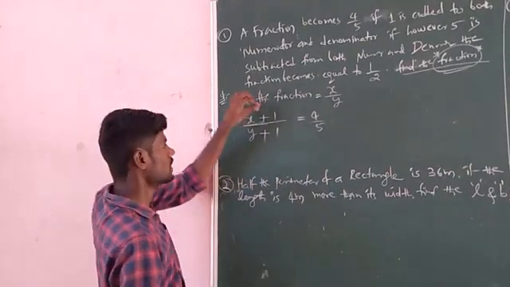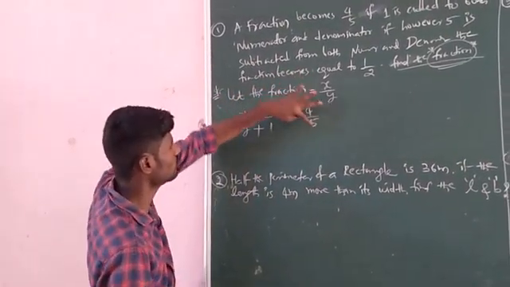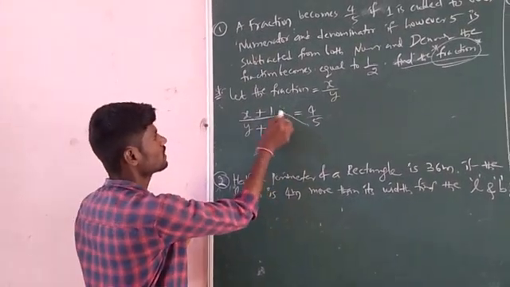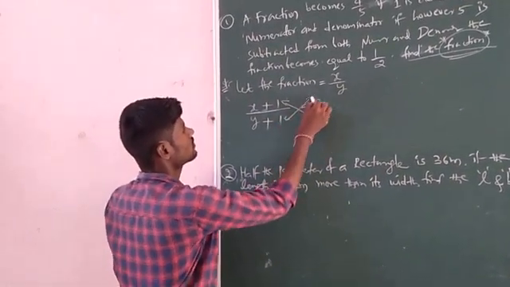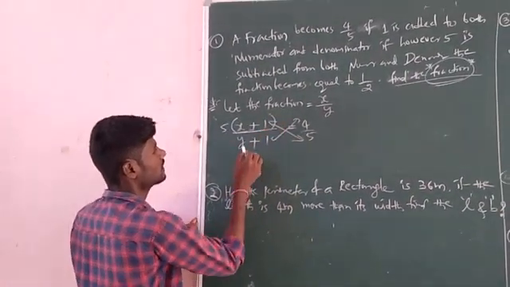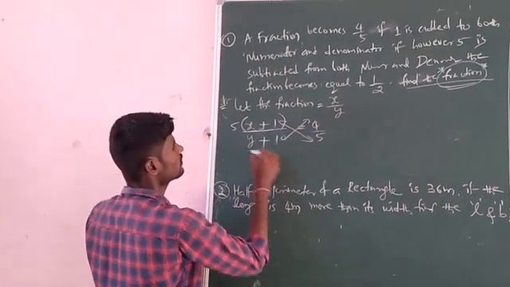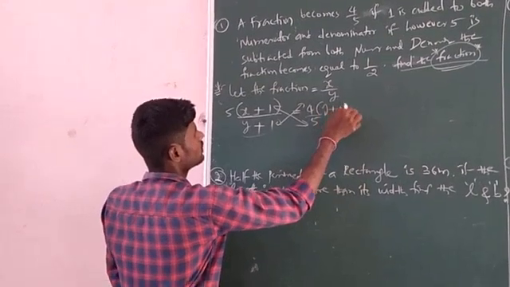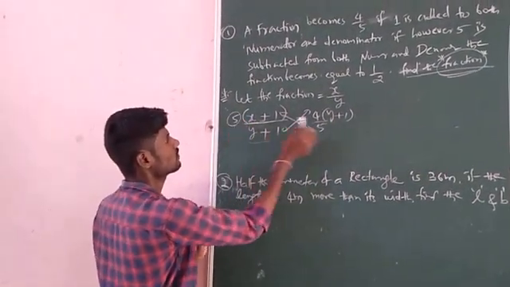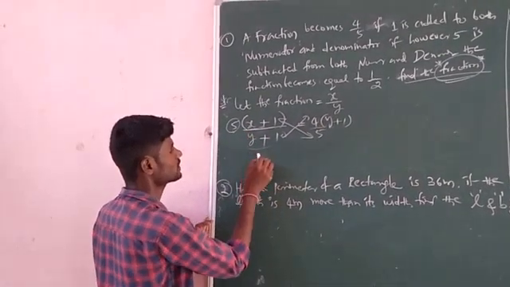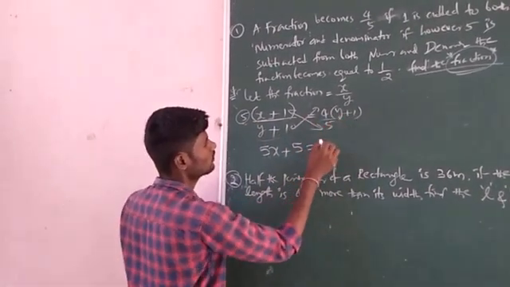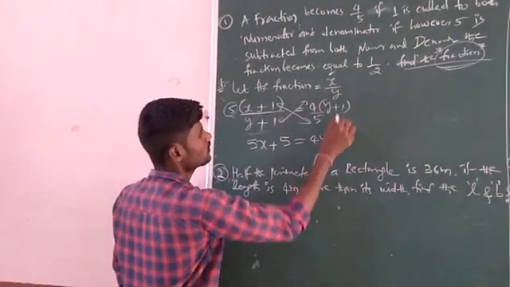So a fraction x by y becomes 4 by 5 if 1 is added to both numerator and denominator. If you do cross multiplication, you will get 5 times x plus 1, and y plus 1 on this part. I am simplifying here, don't get confused. Now after taking transposition, you will get like this: 5 into x, 5x, plus 5 into 1, 5, equals 4 into y, 4y, plus 4 into 1, 4.